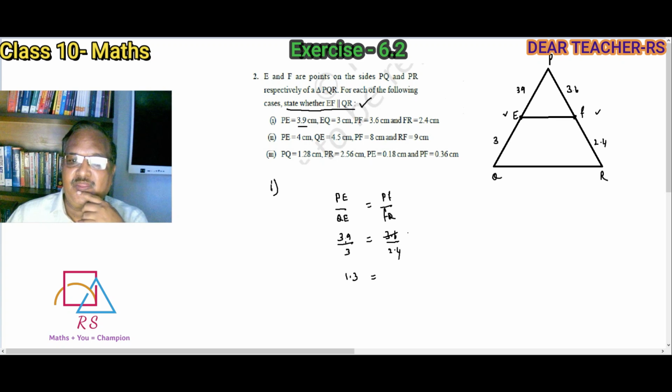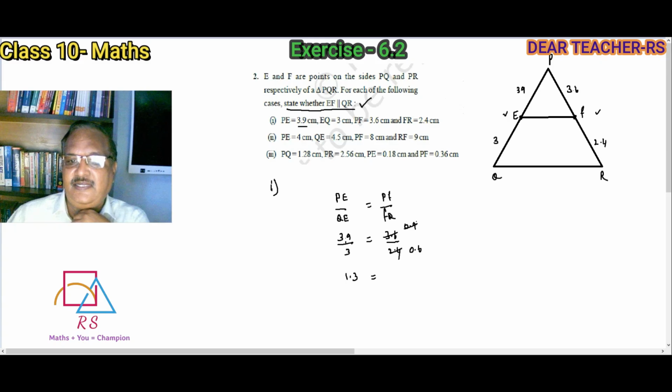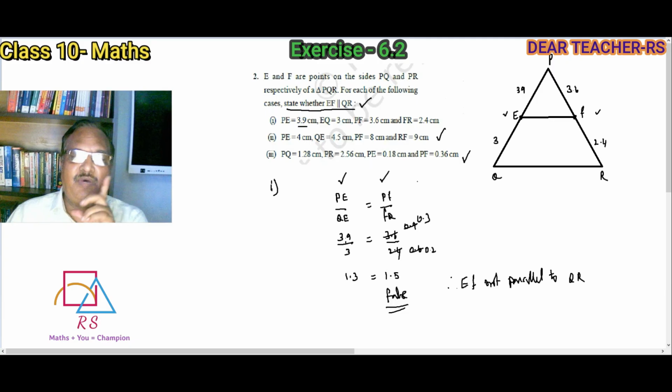Table will go 8, 4 table also will go, 0.9 and this is 0.6. Again 3 table will go, 0.3 and 0.2. So it is equal to 1.5. So false. That means these two ratios are not equal. Therefore, EF is not parallel to QR. Like this, you do these two questions also. One bit I have done. The remaining 2 bits you can do by yourself.